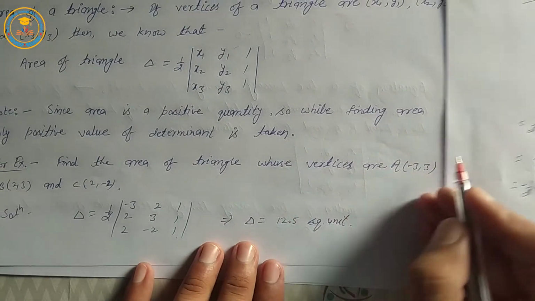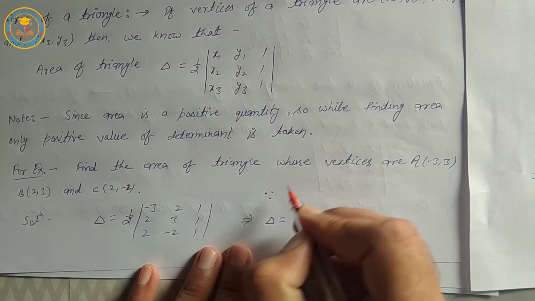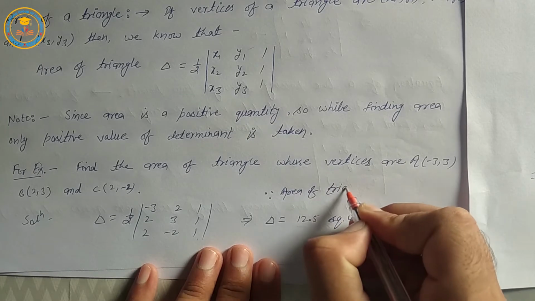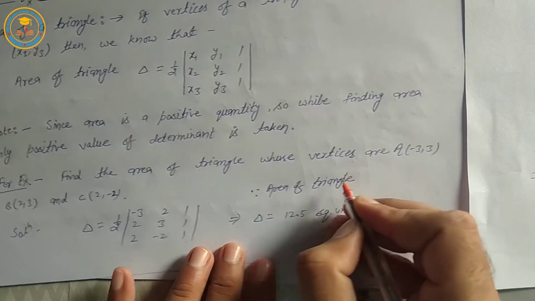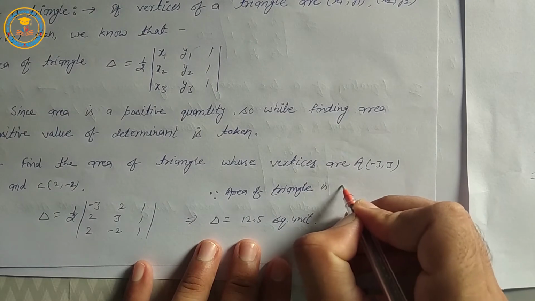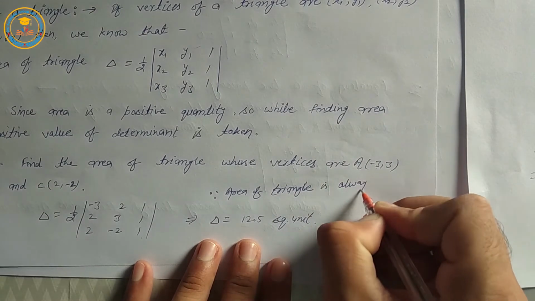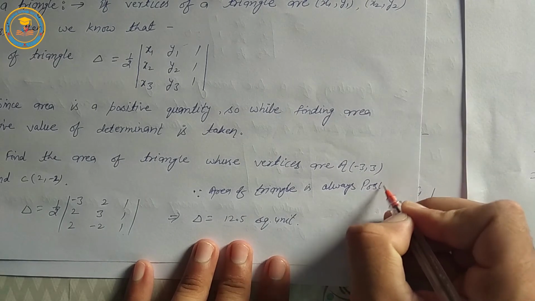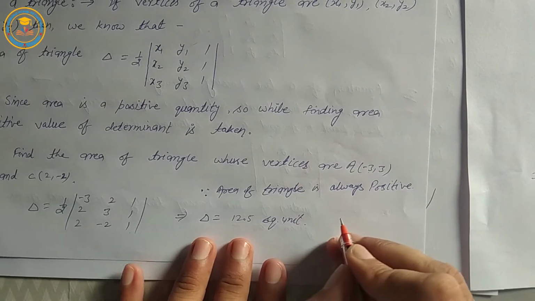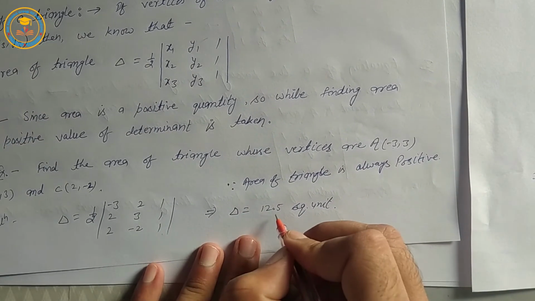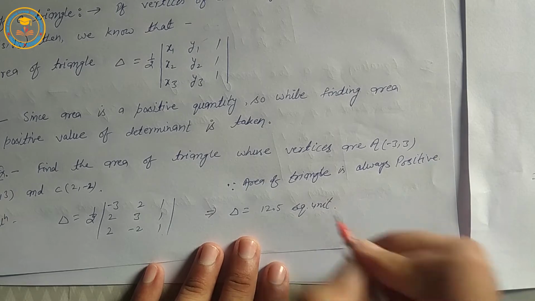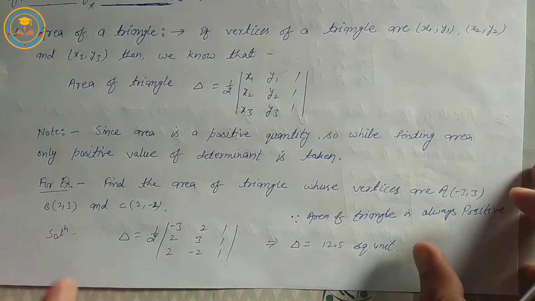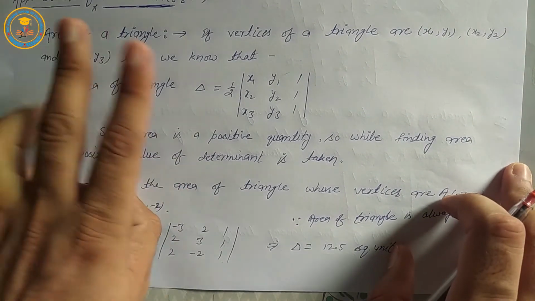Area of a triangle is always positive. Therefore, delta is equal to 12.5 square units. Okay, that is the answer. Application first, complete: area of a triangle.